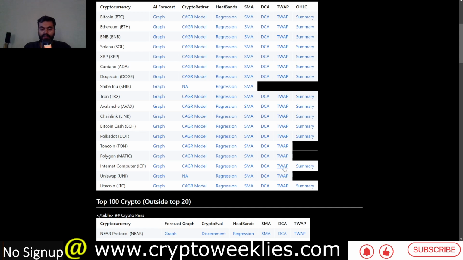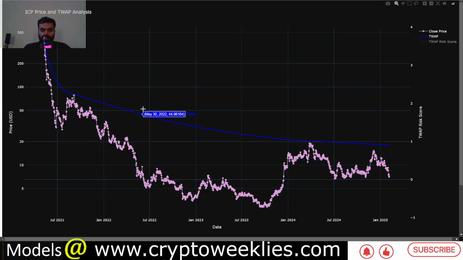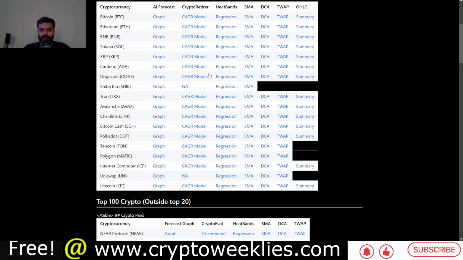If we look at the time weighted average price, essentially price has been trading below this blue line. If ICP does eventually go above the time weighted average price in the second half of the bull run, that could signal this entire zone as an accumulation zone, provided ICP does eventually make a new all time high. If not, again this model has not served much of a utility at this point in time.